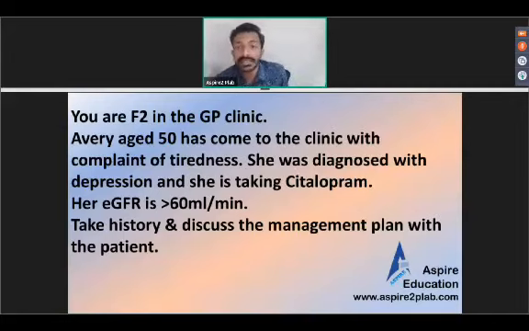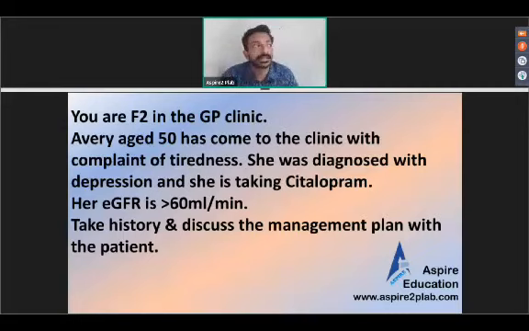So the patient is having tiredness. Patient is 50, and the GFR is more than 60, and the patient is taking citalopram. So a lot of information they have mentioned in the question. So first of all, tiredness. You should have at least 5-10 differentials in your mind. Tiredness. Patient is 50. Patient is old. So what do you think we should go for?